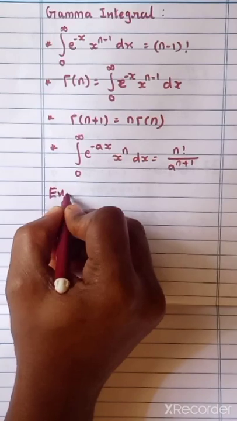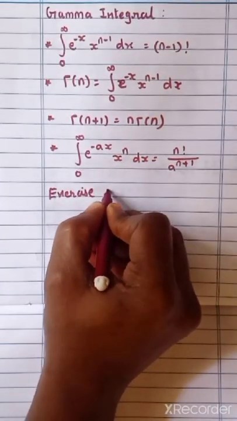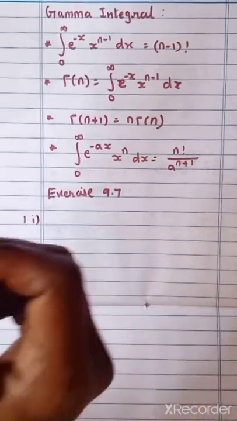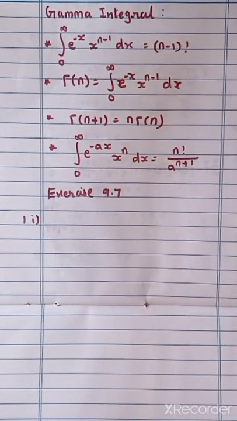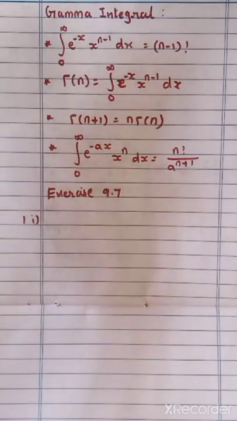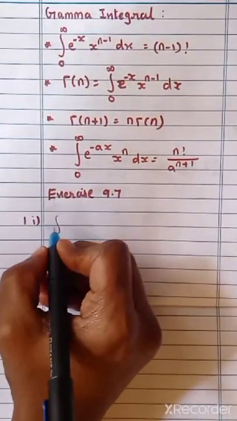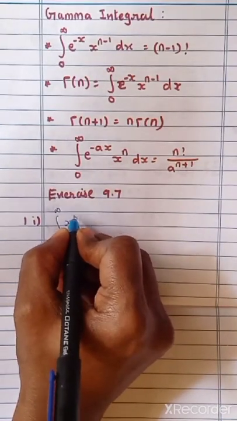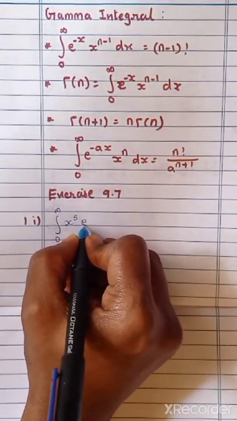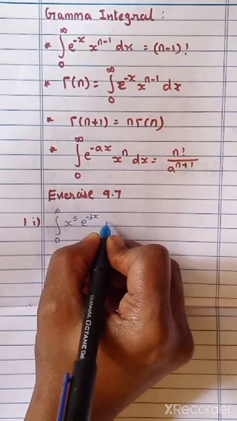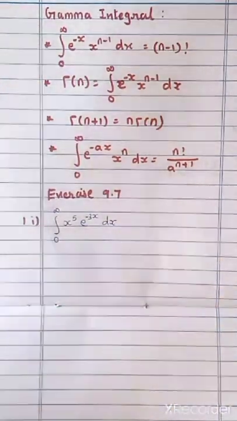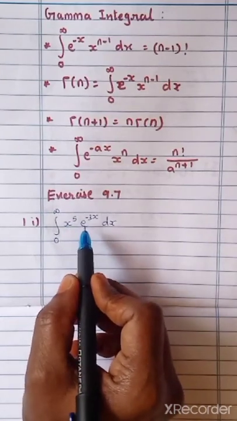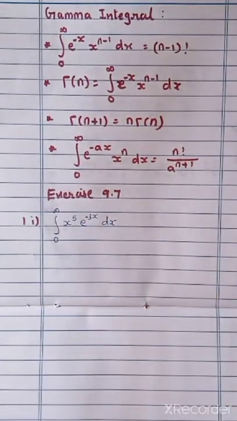Okay, so take your exercise 9.7, first problem, first subdivision. Evaluate the following. So what is the question? Integral 0 to infinity x power 5 e power minus 3x dx. This is your question.